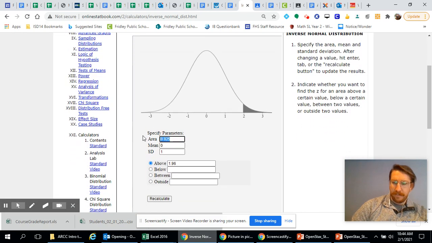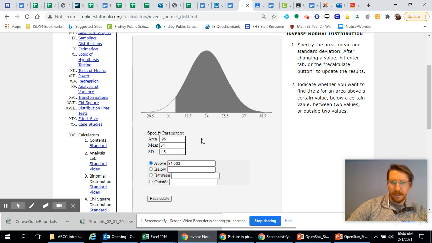And we're looking for 0.95, an average of 34, standard deviation of 1.5. And take a look here. This is what a lot of you did on the test as well, which gives you the data to the right of this point. The shaded region would be 95%. And so this would actually give us the 5th percentile, the 0.05, 31.5.